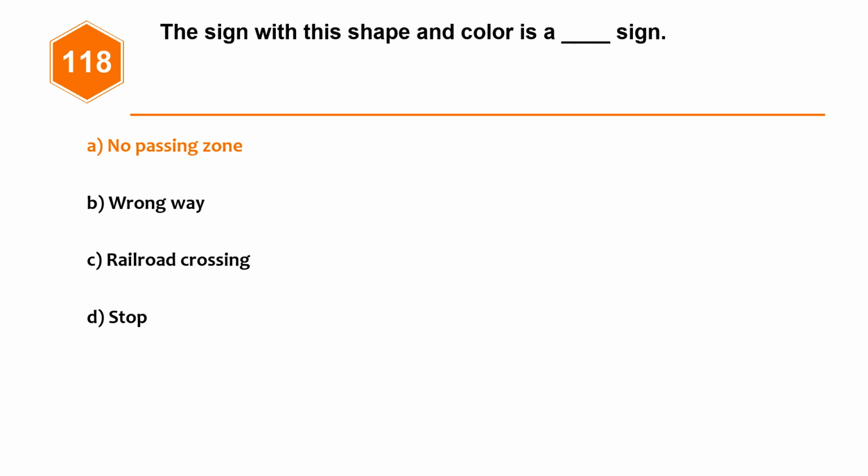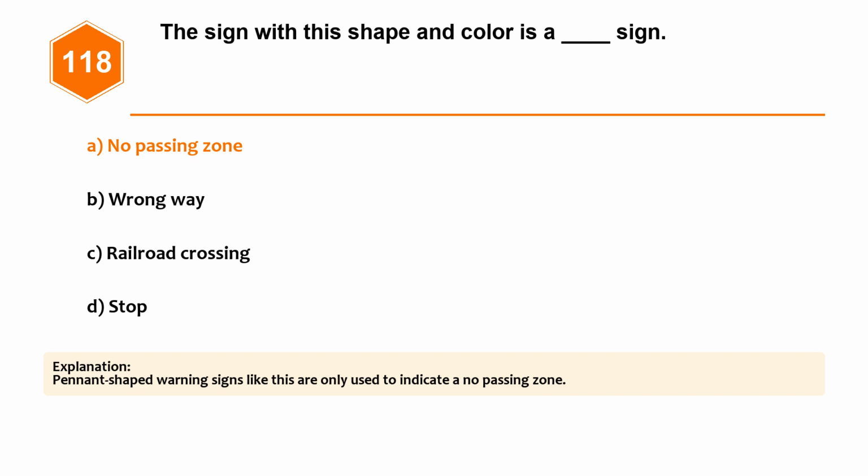The correct answer is option A, no passing zone. Explanation. Pennant-shaped warning signs like this are only used to indicate a no passing zone.